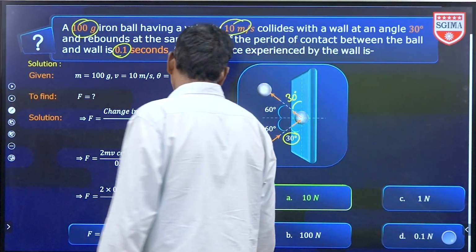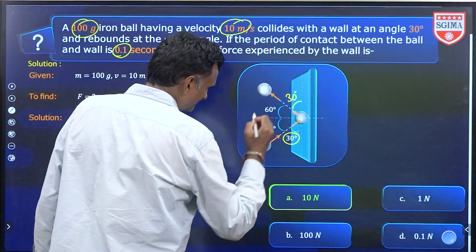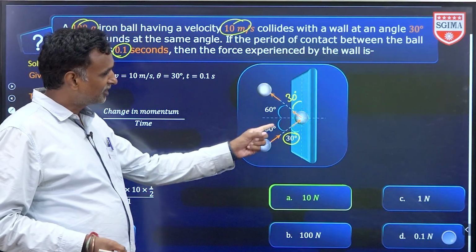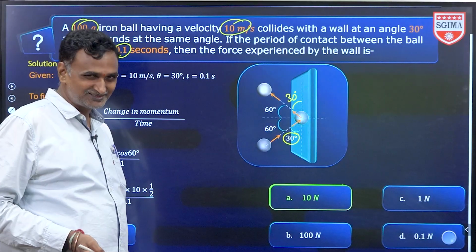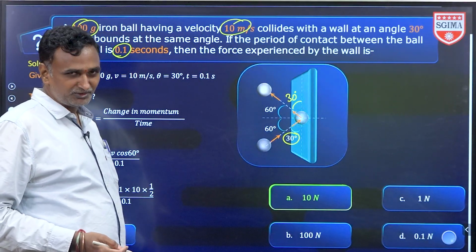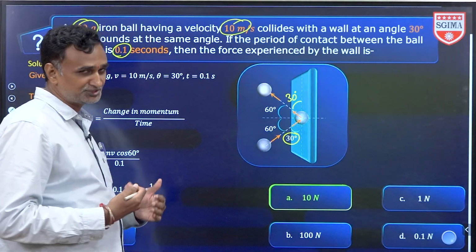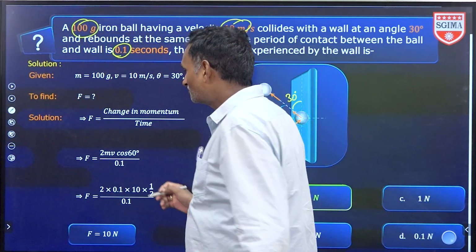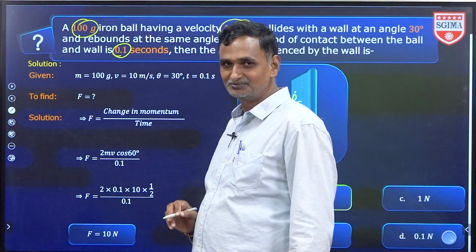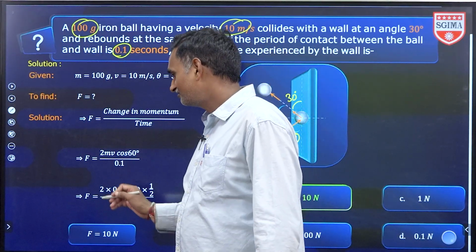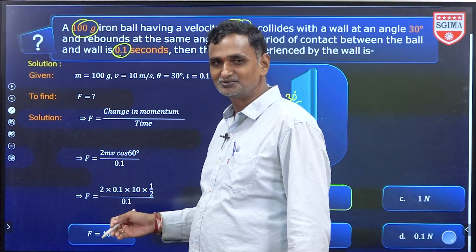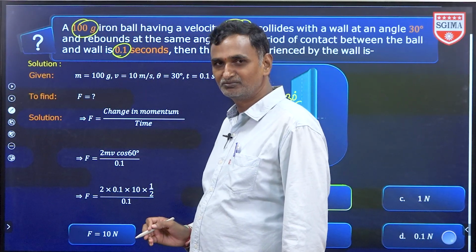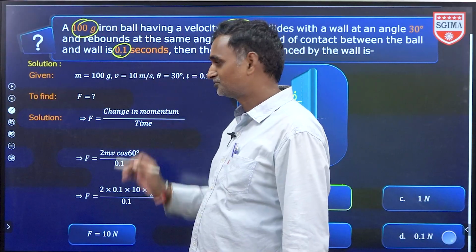Whenever it is making angle theta with the wall, the sine function comes, but here 30 degrees we need to take with the normal line. How much angle does it make with the normal? 60 degrees. So when the normal line is taken, the cos function will come, as we have seen in the last slide. So that is 2mv cos 60. Here the minus sign is not taken because they are asking only the magnitude. So 2mv cos 60 by 0.1, because the time of contact is 0.1.